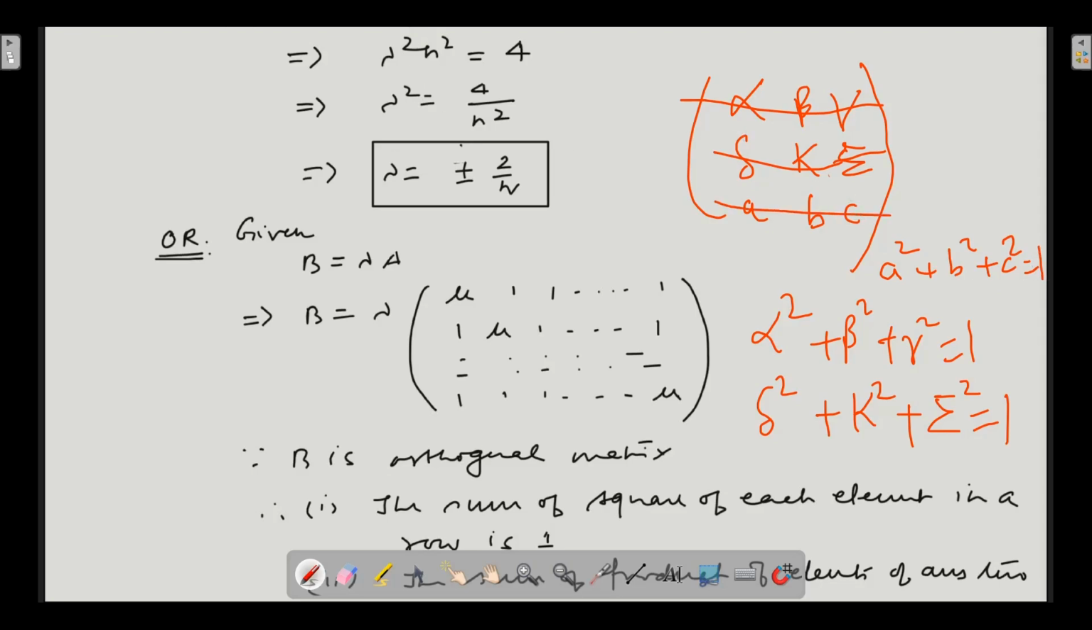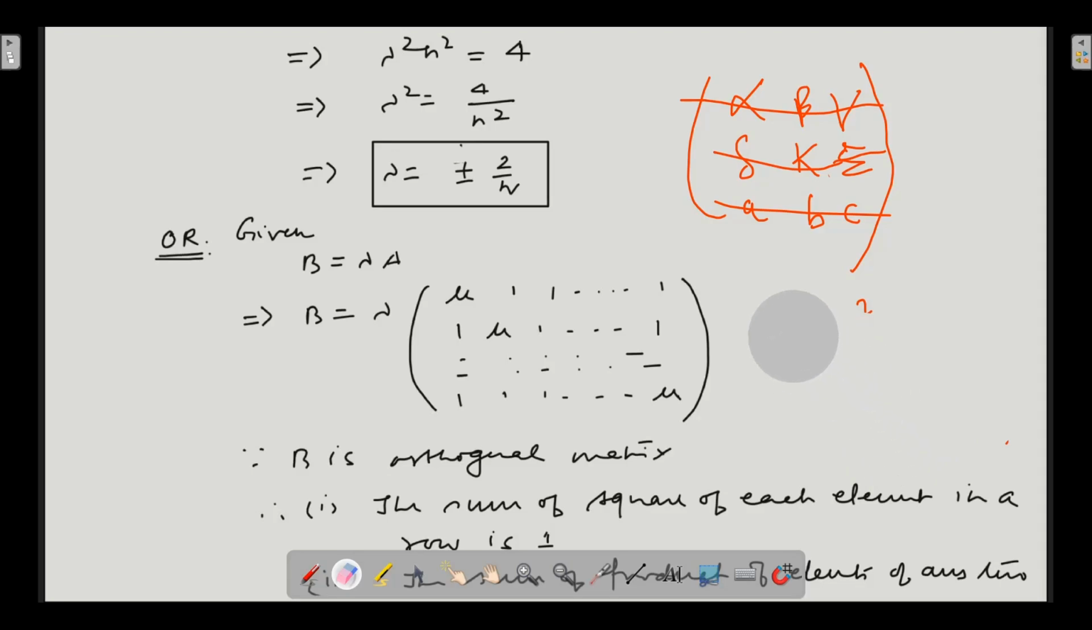Okay, now what is the condition? This condition has been satisfied. Now let us consider the same matrix once again, this matrix itself. But right now we are considering, let us rewrite this particular matrix so that you understand it better. Okay, alpha, beta, gamma, delta, kappa, sigma, okay, and A, B, C. So I rewrote the same matrix.